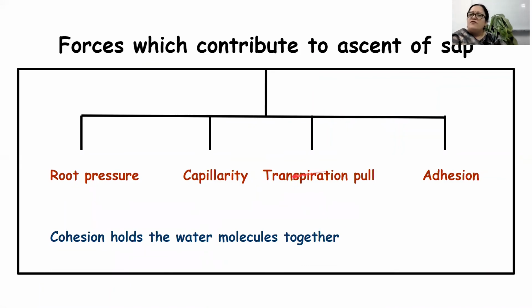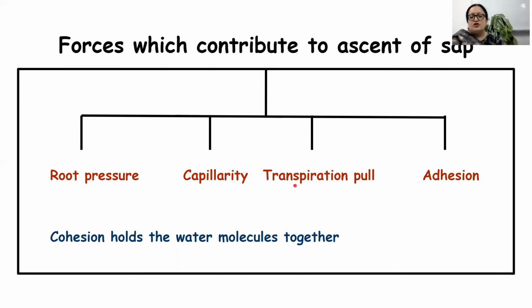Now, next you are having the forces which contribute in the ascent of sap. So we have 5 forces basically. Number 1 is the root pressure. Cell-to-cell osmosis creates an upward force by the roots. That upward force is called as root pressure. This force will enable the rise of water up to great heights. The second is capillarity. The thin diameter of the xylem vessels will enable the upward movement of water to greater heights. This is called as capillarity.